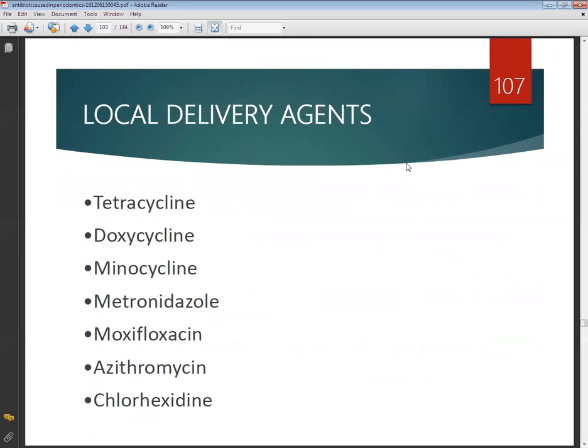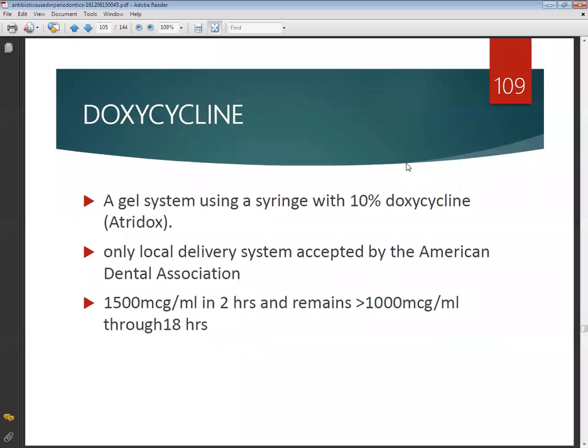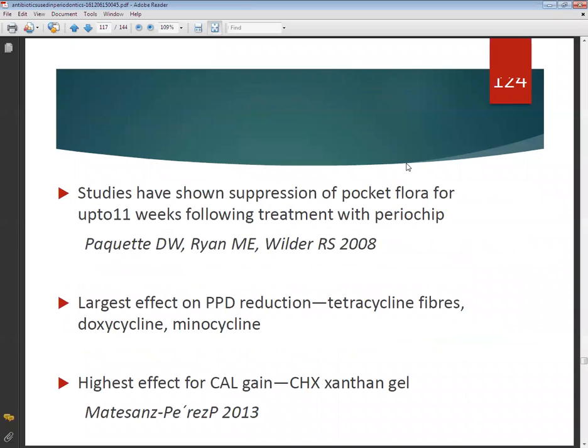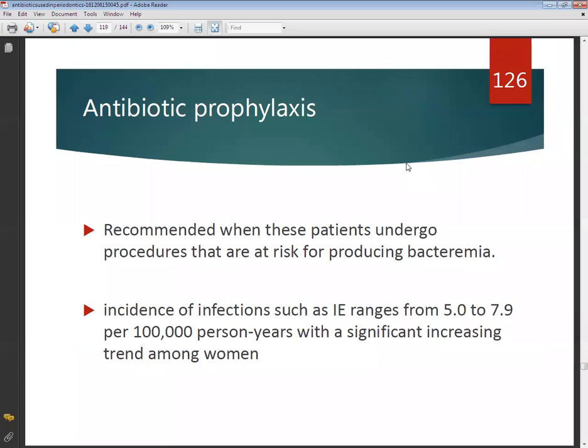The drugs used locally are tetracycline, doxycycline, minocycline, metronidazole, azithromycin, and most important, chlorhexidine. These drugs are usually available in the market for local drug delivery. Local drug delivery will be discussed in your host modulation chapter. So this is all about the chemotherapeutic agents that you are going to use in periodontal treatment. Thank you.